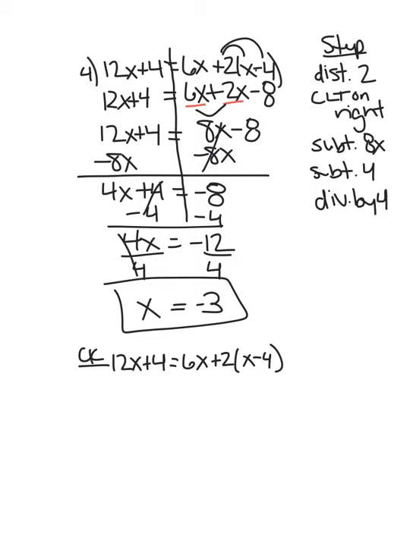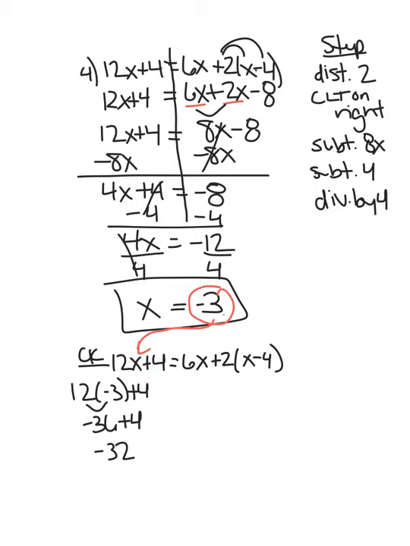So starting with putting this guy in here first, I have 12 times negative 3 plus 4. Order of operations says we do this first, so negative 36 plus 4, which is negative 32. So on the left-hand side, I have negative 32.